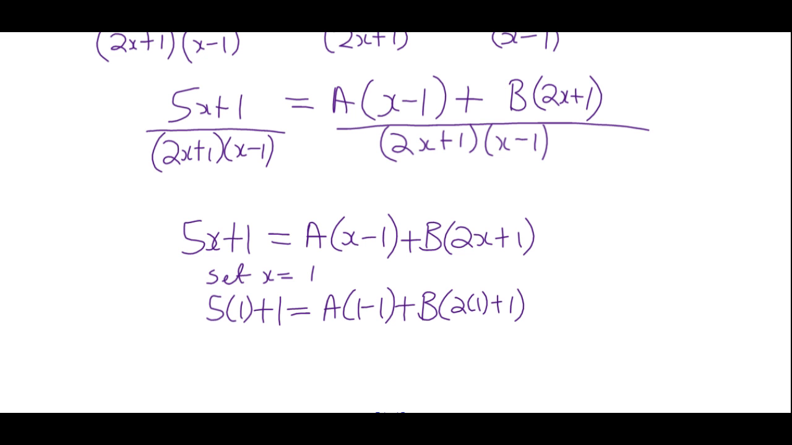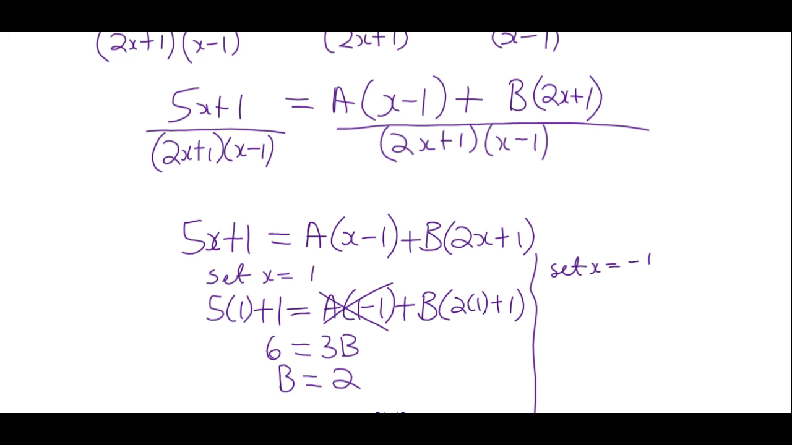So, we set x equal to 1. We get left side is 6. This is gone, because it's A times 0. And we get 3B. So what's B? B is equal to 2. Then what do we set x equal to? What's going to make B go away? Negative 1/2, right?